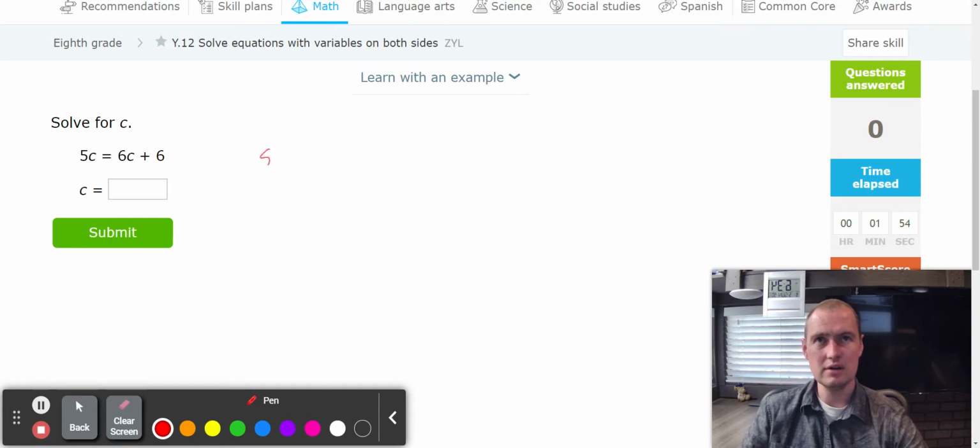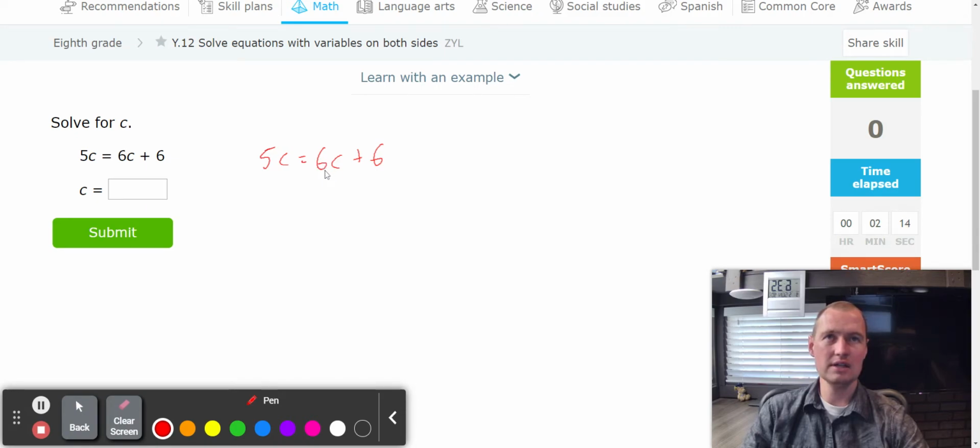So let's take a look at this right here. We got 5c, and I always call it C kitty cats. It's just fun. 5c equals 6c plus 6. All right. We got c's on both sides. Now, I can move c's either to the left side or the right side.